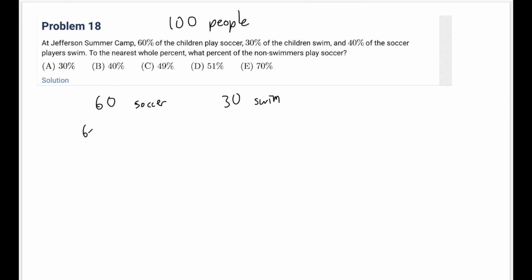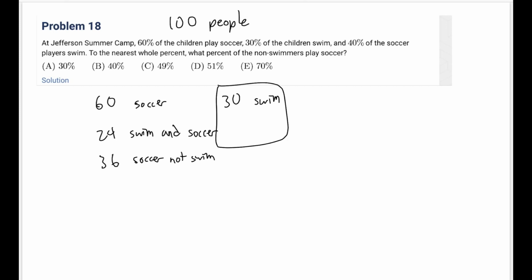So 6 times 4 equals 24. So 24 people swim out of these. So 24 swim and play soccer. And so 60 minus 24 equals 36, right? 36 would play soccer but not swim, right? And so what percent of the non-swimmers play soccer?